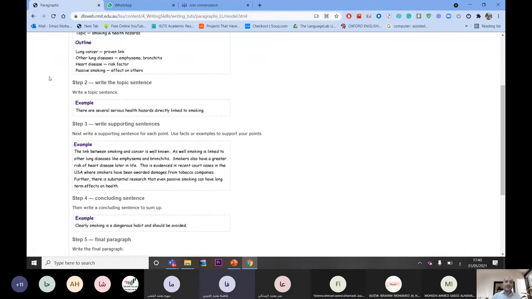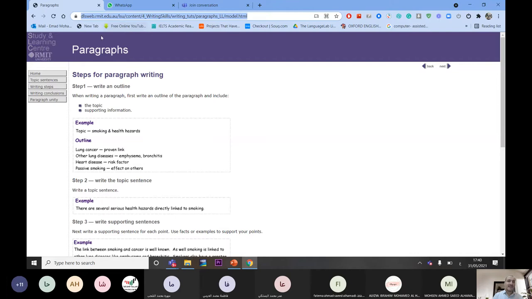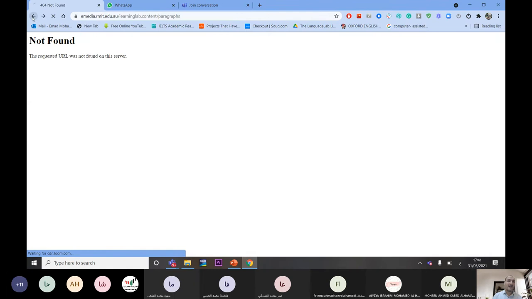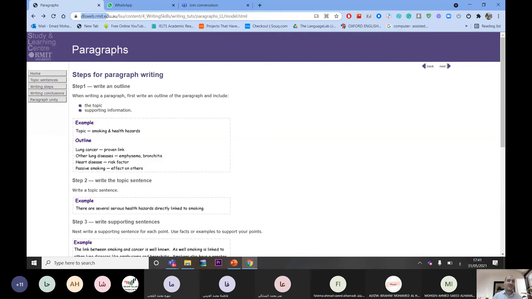Okay, I'm going to show you this place here. Maybe, yes. This is paragraph writing. So it's called home. Let's get to home. Oh yeah, I can't find a home here. But anyway, write it down here: dlsweb.rmi. I'm not sure how to copy it for you. Anyway, let me show you.